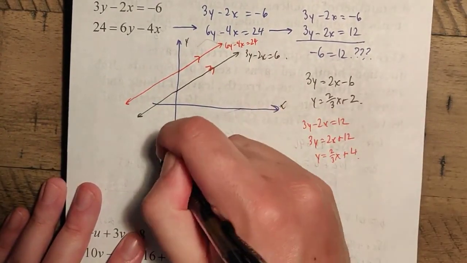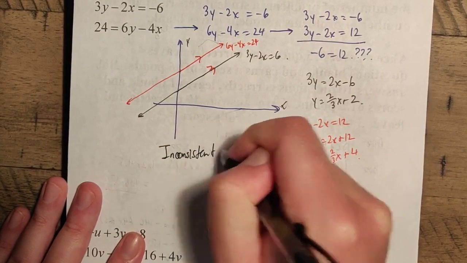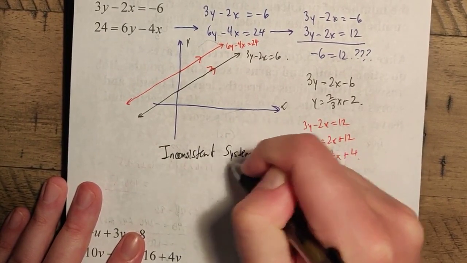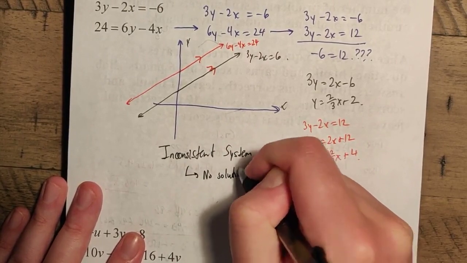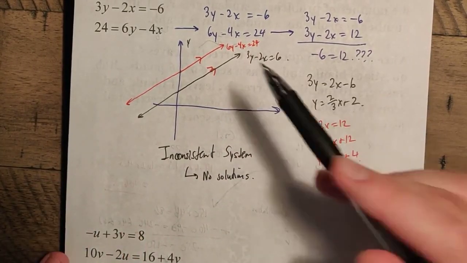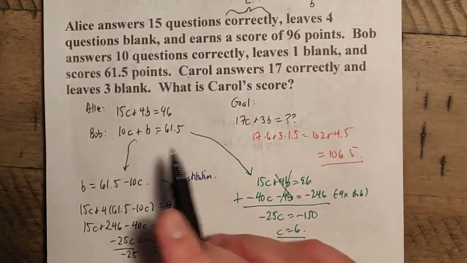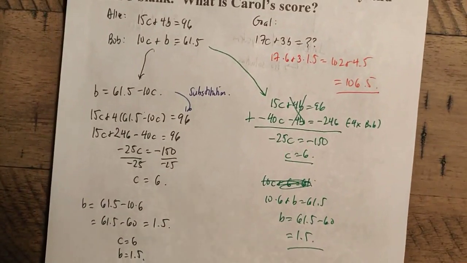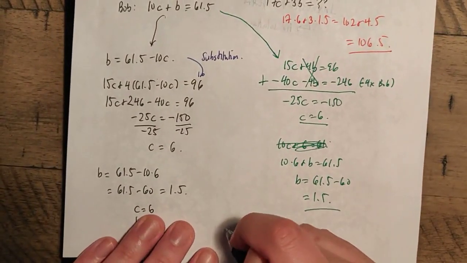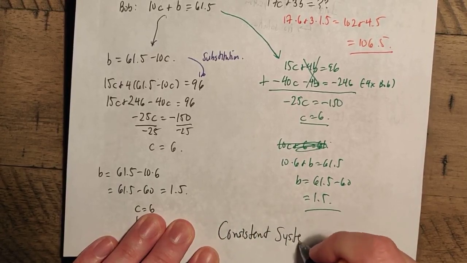So this we refer to as what is known as an inconsistent system. Here we have no solutions, right? There are no solutions to this system of equations because the lines are not going to meet at any place here. Here we have, if we were to draw this and graph it out, an intersection point at 6, 1.5 here. This is known as a consistent system because there's one solution.